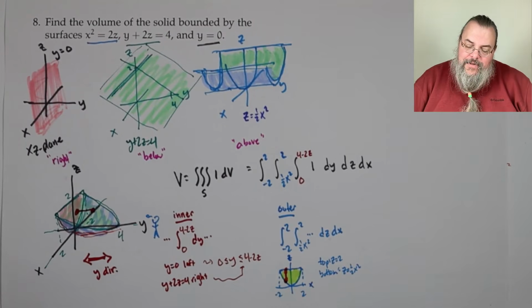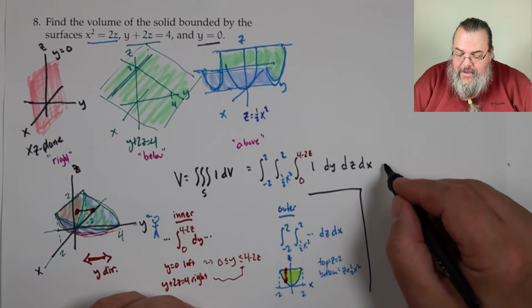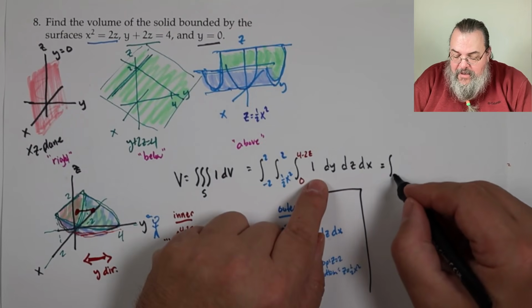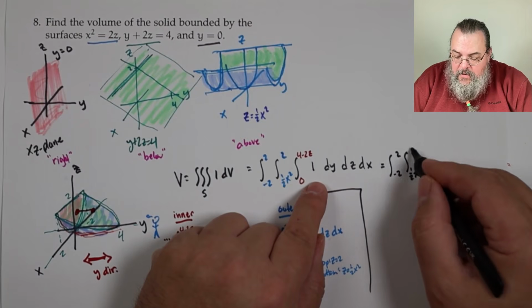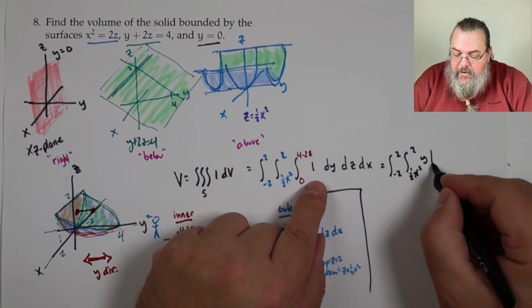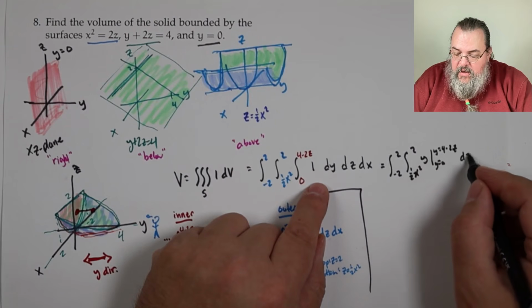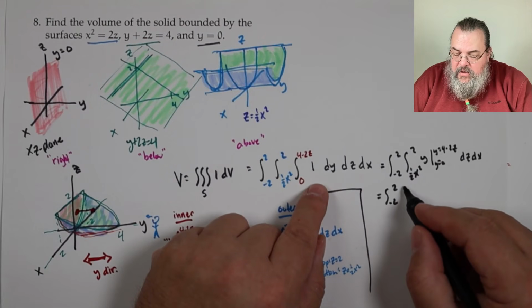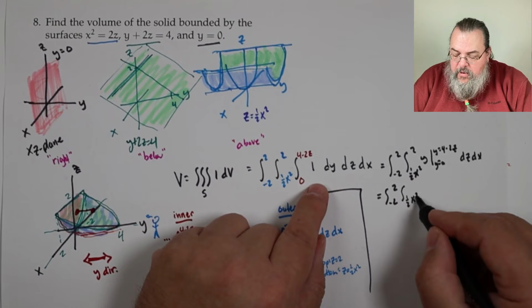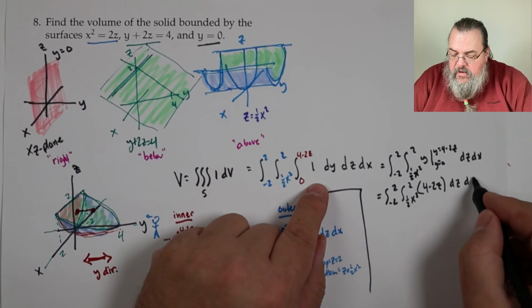Okay, so we're ready to integrate. Integrate with respect to y. 1, that's not so bad. That's going to be just y. And evaluate from y equals 0 to y equals 4 minus 2z. All right, well, that becomes integral -2 to 2 of integral 1/2 x squared to 2 of 4 minus 2z dz dx.